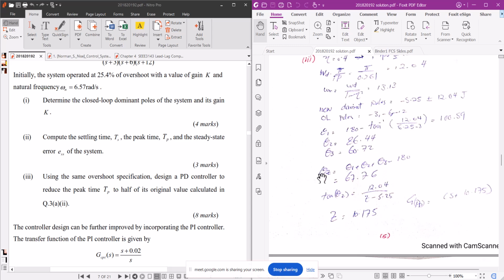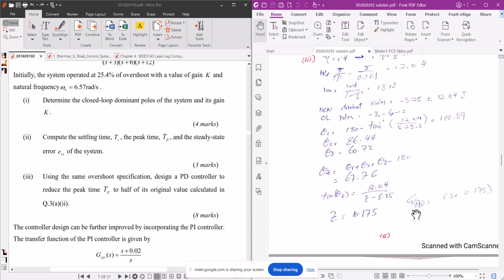Basically you are placing your 0 of the PD controller. 67.76 theta, and then tan theta z is equal to 12.04 divided by z minus 5.25, that is basically the trigonometric formula. So from this you will calculate the location on the real axis, that is the z, that becomes 10.175. This is your 0 placement of your PD controller. So your PD controller transfer function will be s plus 10.175. So it is at minus 10.175, this 0.